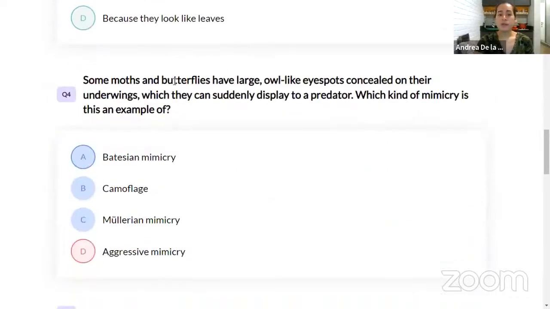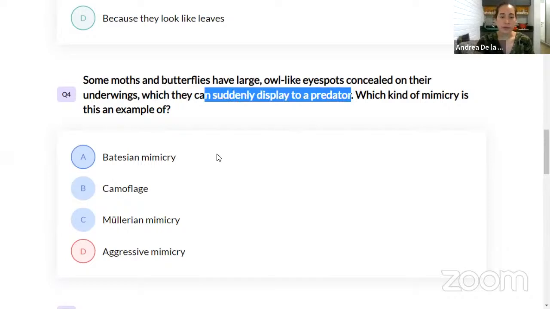Now here, the moths and butterflies were mentioned as an example of Batesian mimicry, right? As I told you, and as I remember, aggressive mimicry is the one done by the predator to catch the prey. And they mention other examples there. The ones that I remember are snakes, but I think there was one more. So they cannot display to a predator if they are the predator. So it has to be Batesian, I think. Batesian mimicry.